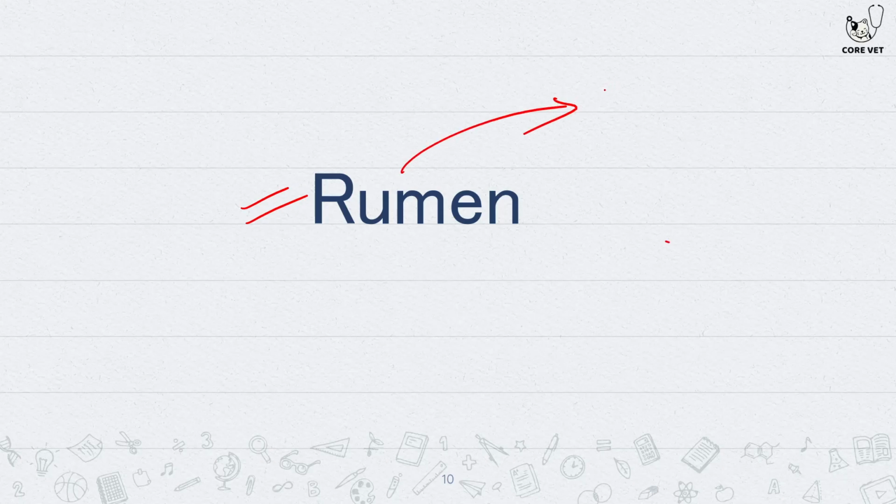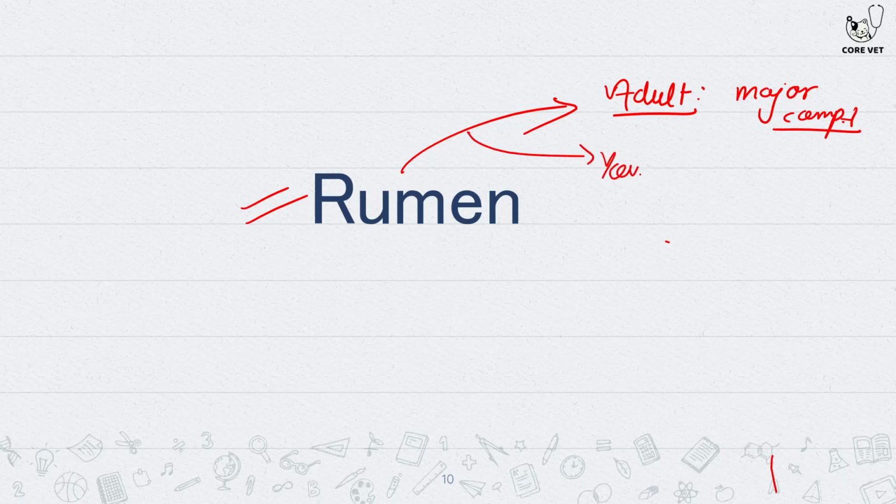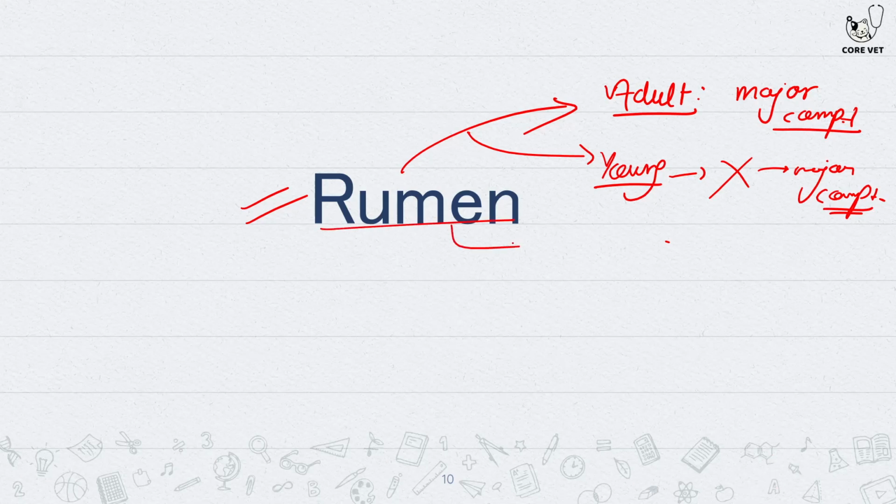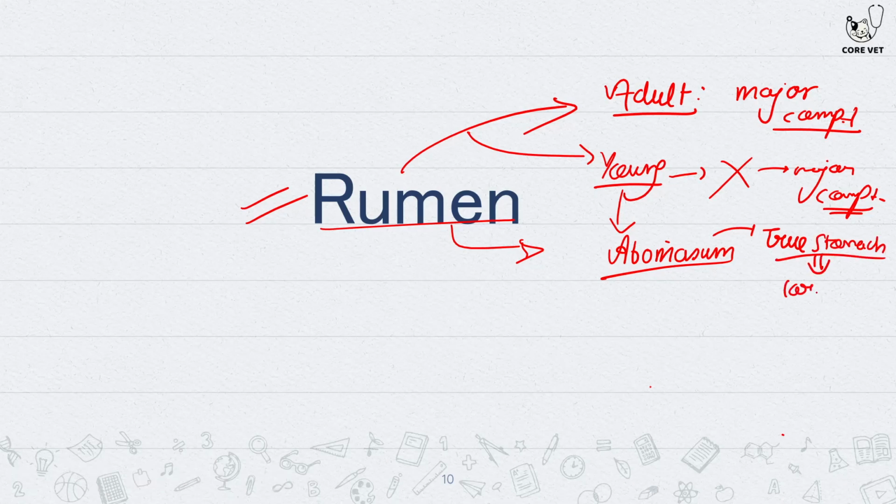Primarily, you have to know that in the case of the adult, this is the major compartment of the stomach. But in the case of the young one, it is not the major compartment. In the young one, the abomasum, which is considered the true stomach, is the largest compartment. Please remember this point. So let us proceed and discuss the anatomy of the rumen.